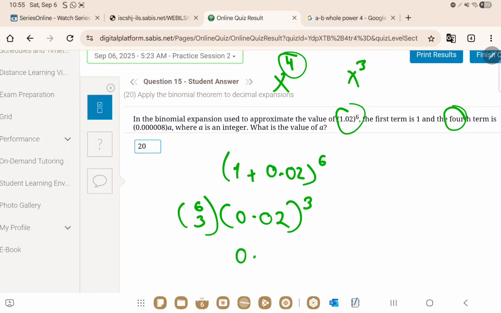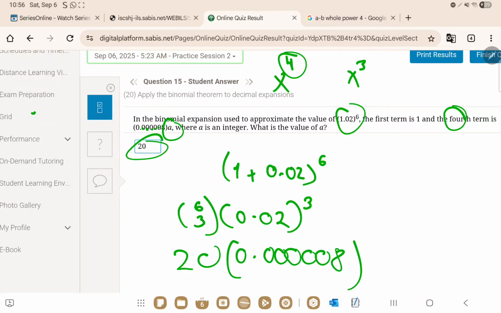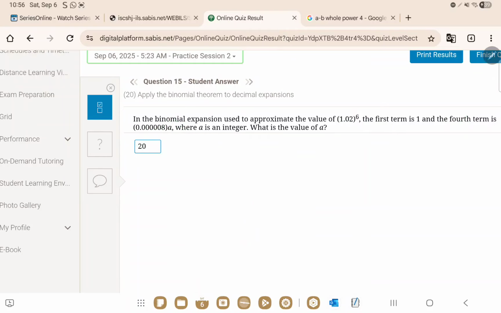0.02 to the power of 3 is 0.000008. And that is it. And now we need to multiply it by 6C3. 6C3 is 20, if I'm not wrong. And yes, it is 20. And so A is 20. That is it. This is probably the easiest question. Moving on.